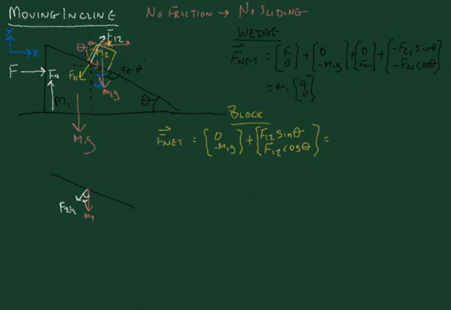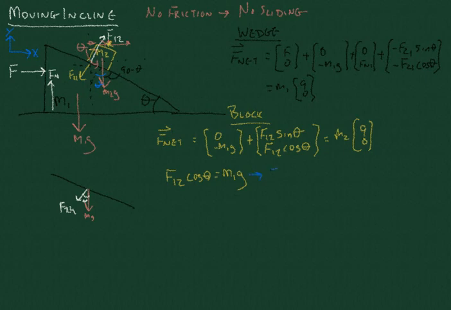This angle is theta, because we have theta, we have 90 minus theta, which means this angle is theta, which means this is 90 minus theta, which means this is theta. Okay, and all of this is going to be equal to m2a in the x direction, 0 in the y direction. So now we can look at the y component here, and we can see that F12 cosine theta is equal to m1g.